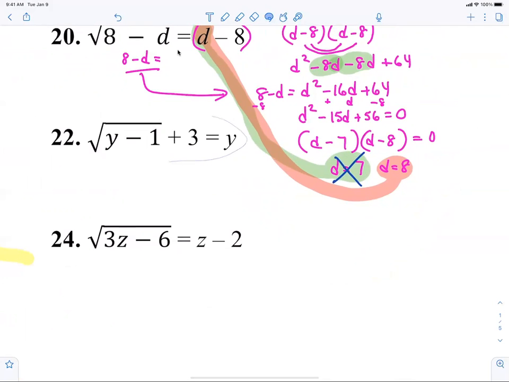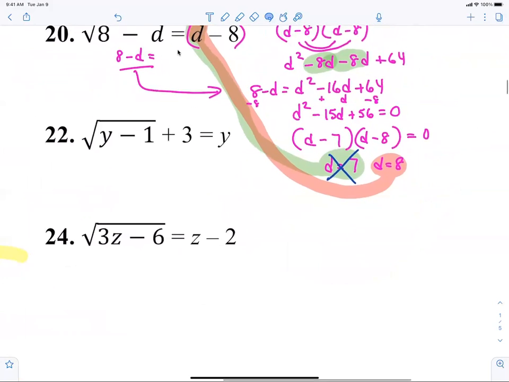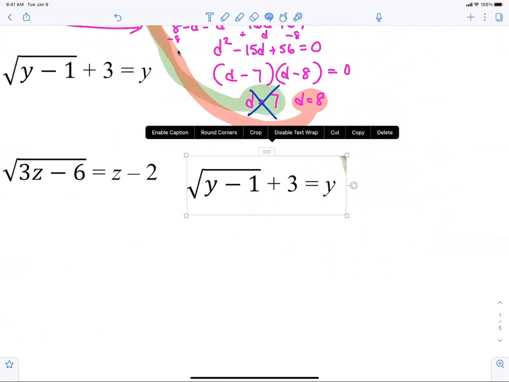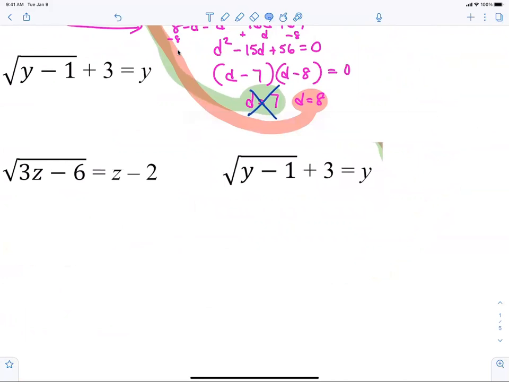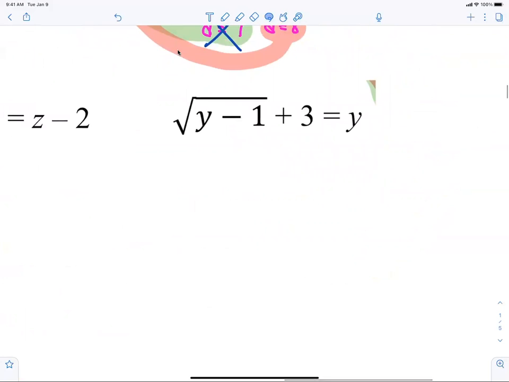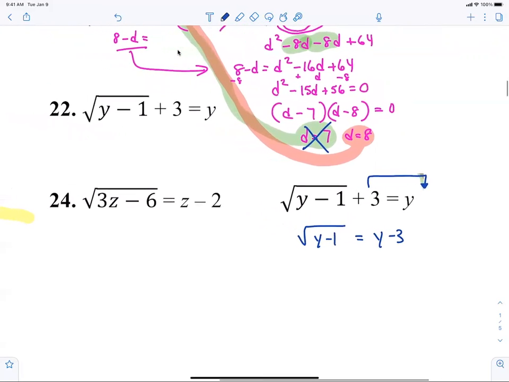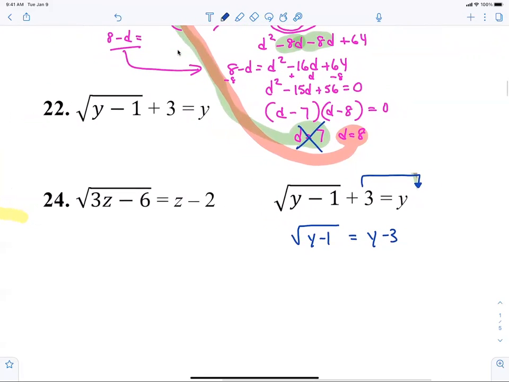All right, now I'm going to grab 22. It's not any harder, really. They just have to do one little thing. So what do I have to do for this guy? What do I have to do to the +3? You move it to the other side. So now I have the square root of y minus 1 equals y minus 3. Now I want you to do exactly the same thing. I'm going to give you like 2 minutes. I want you to do the same thing for 22 as you did with 21. All right, everybody try that real quick.